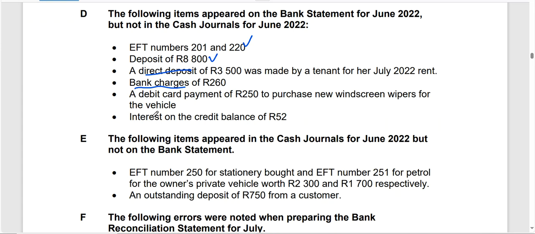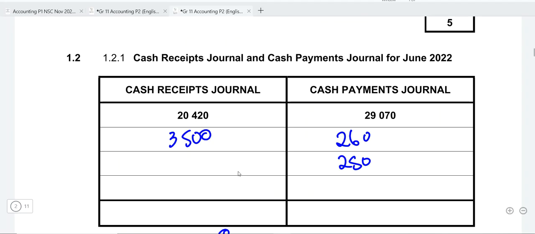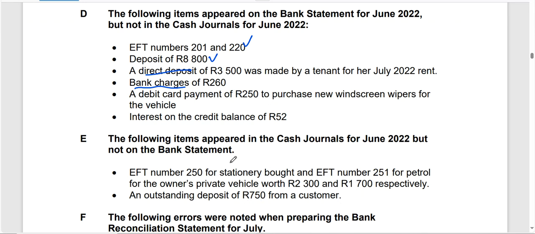Then the next one, we also have interest on credit balance. Once they say interest on a credit balance, you need to think about this. Try to remember that a credit balance on the bank statement means that you have money, because remember, your bank account and bank statement, they don't increase on the same side. Bank account increases on the debit side, and your bank statement will increase on the opposite, which is the credit side. So it means that this is an interest income. So this interest income of 52 rand will go to our CRJ. So we'll write that 52 rand here. And then next, we'll go to our information.